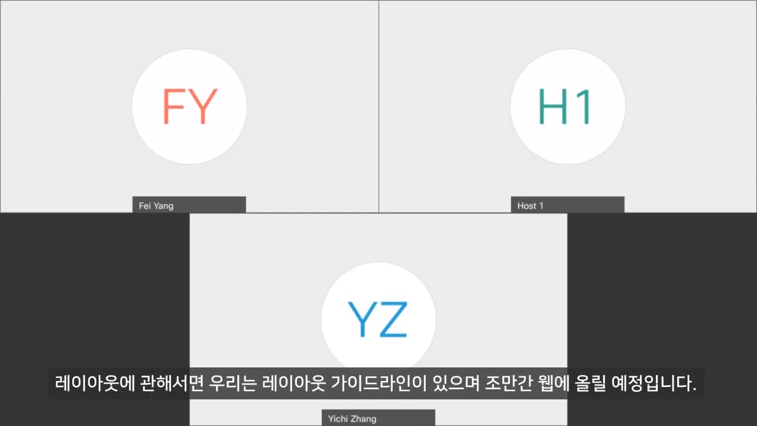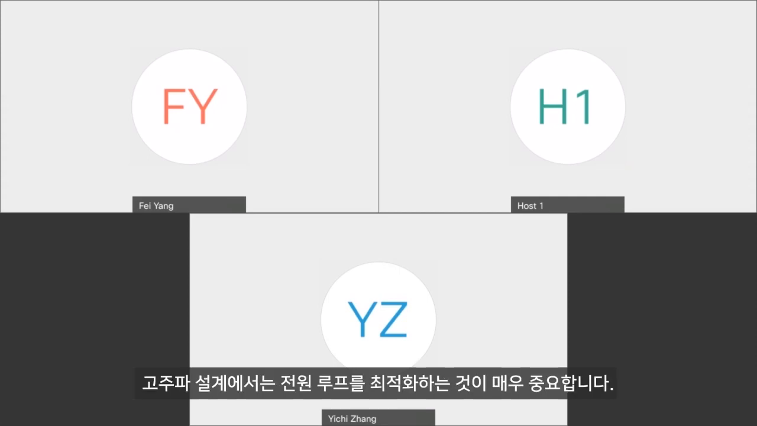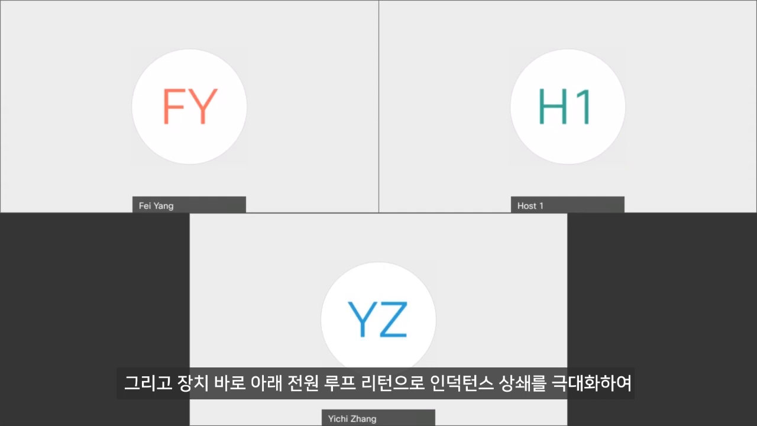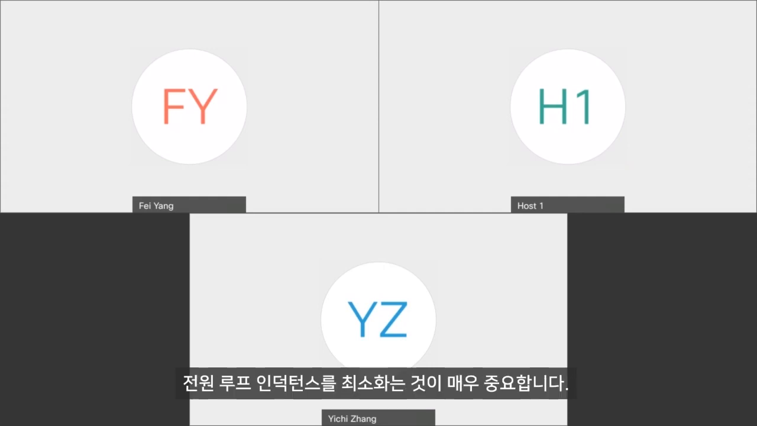Yes, sure. As far as the layout, we do have layout guidelines that we're going to be putting on the web soon. In high frequency design, it's very important that you have an optimized power loop. For example, the decoupling capacitor you mentioned before has to stay very close in the power loop. And it's very important that you have a power loop return right underneath the device to maximize your inductance cancellation and minimize the power loop inductance.